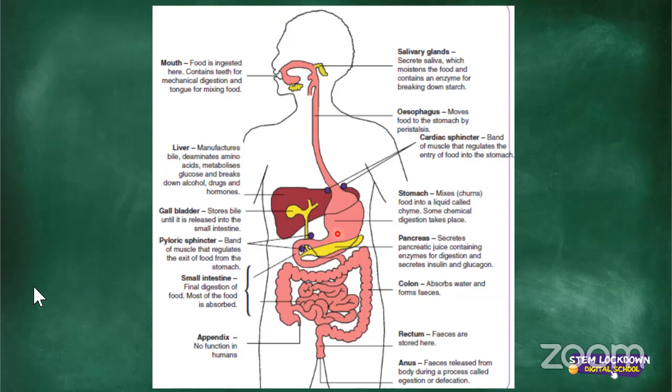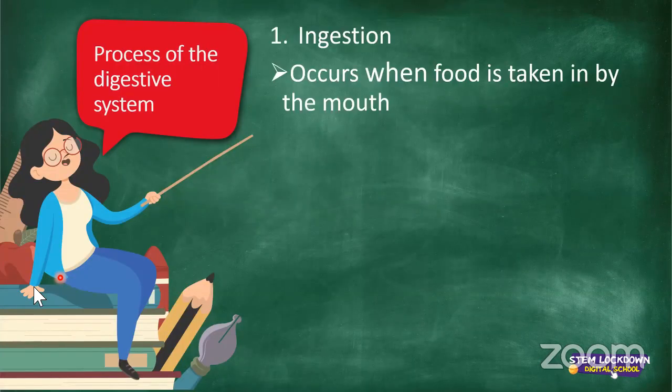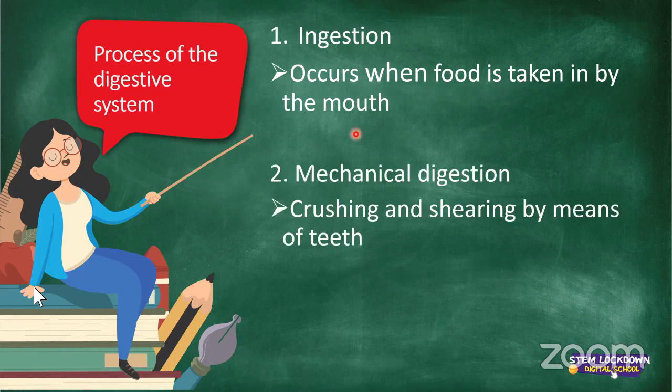So we are going to continue from there, from how our chyme moves from our stomach to the small intestine. But also before that, let us quickly revise a few definitions. Ingestion, we said that this occurs when food is taken in by the mouth. The second thing was mechanical digestion, which is the crushing and shearing by means of teeth. I hope you guys can remember the 4 types of teeth that we have as humans, which are your incisors, your canines, your premolars, and your molars. And I hope you guys remember the function of each.